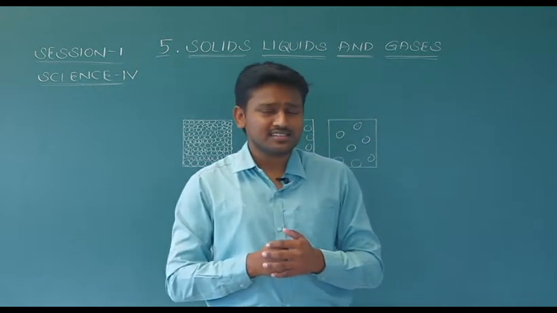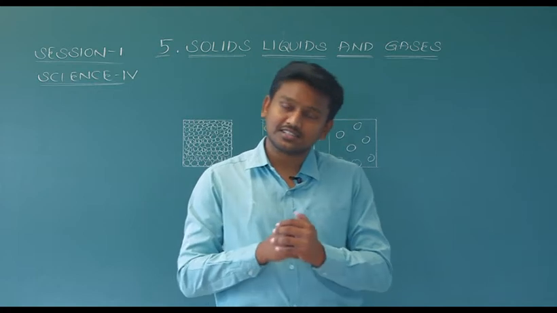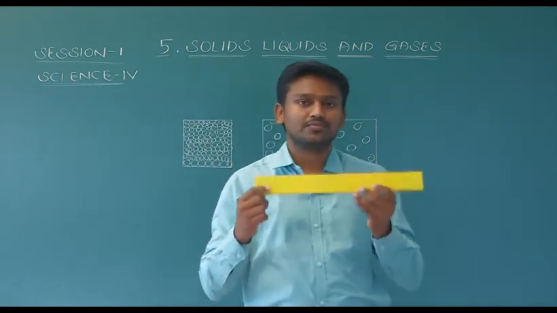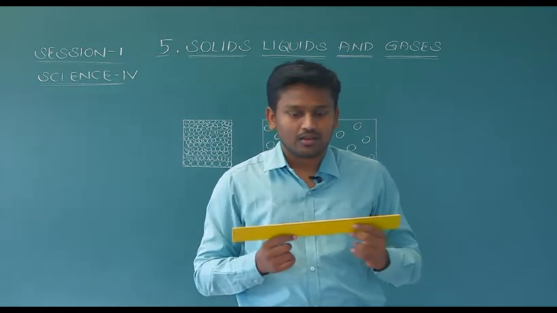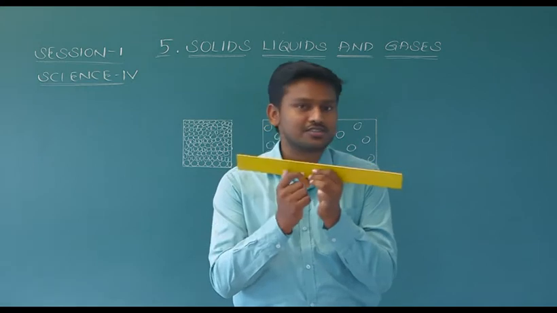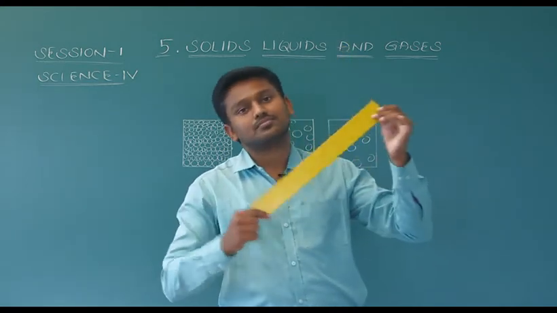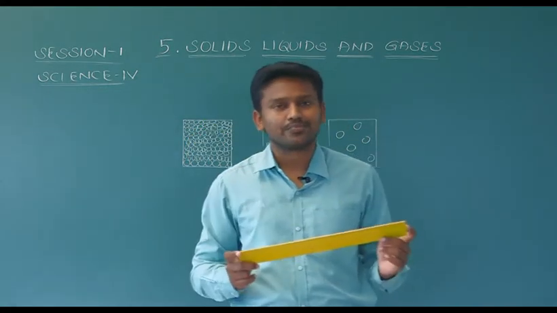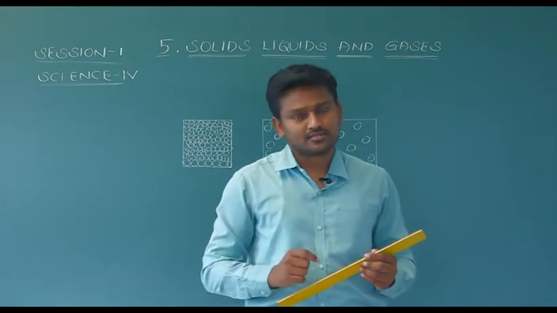So, what is this matter made up of? Can we see what is present inside the matter? If you take, for example, a ruler, yes, this is made up of wood. The combination of the molecules present in this ruler gives it a particular shape, this uniform regular shape. So, molecules are present in every matter.